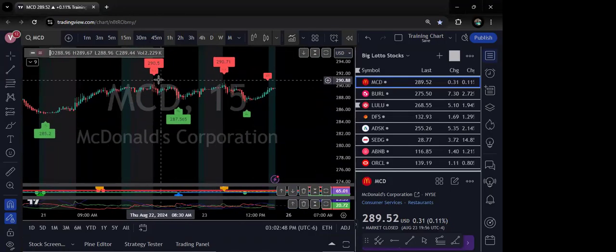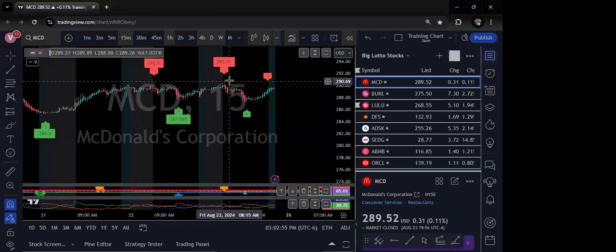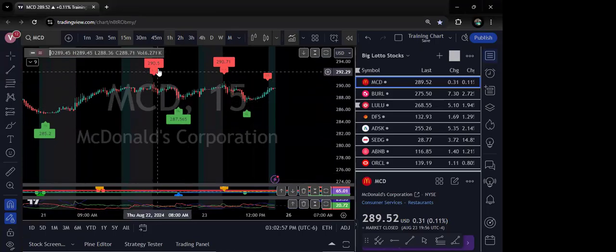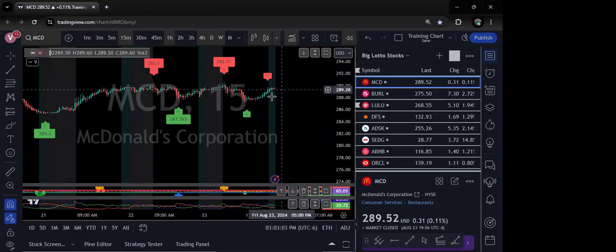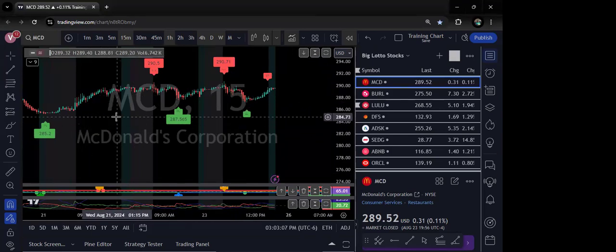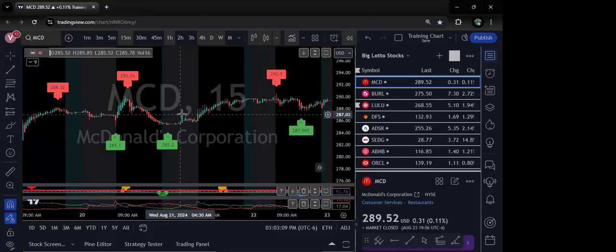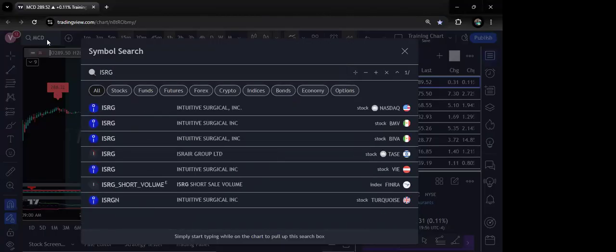Okay. So here we see we had a pullback. It didn't give us a slingshot setup. It went up. It gave us a new high, barely. So this is 290.5 and this is 290.71. Okay, so the same stock, you're trading bullish slingshot. Either it's a shallow pullback or you're looking for this inverted V pattern. So the same thing, the stocks that are trending up, you're looking for a slingshot setup.